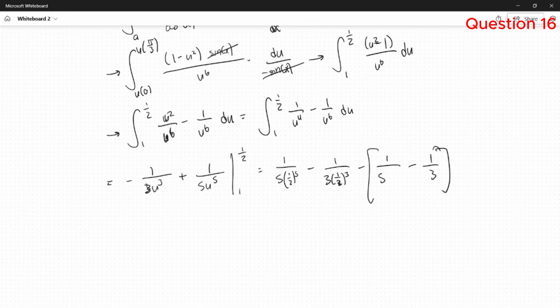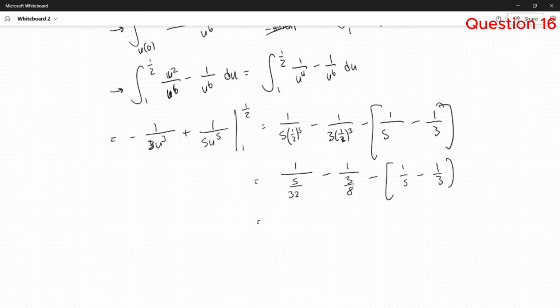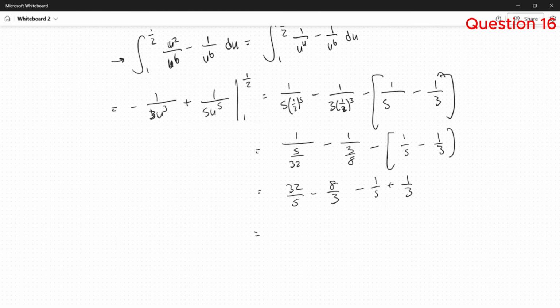What an equation to solve. So we actually have 31 over 5 32nds minus 1 over 3/8 minus, again, the same thing as before. I'll just keep bringing it down. Reduce: 32 over 5ths minus 8 over 3, minus 1/5 plus 1/3. So this would become 31/5 minus 7/3.